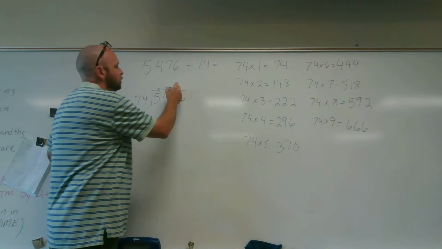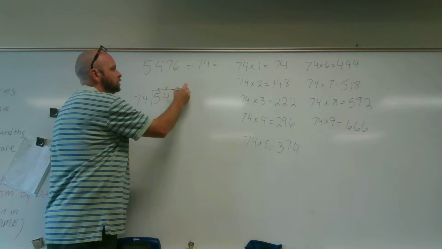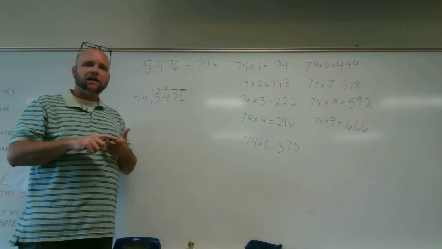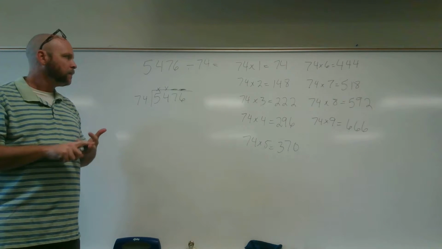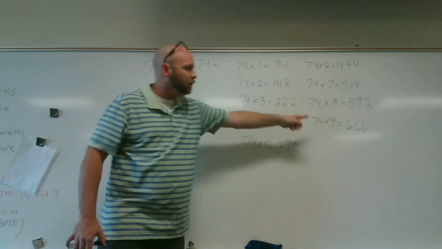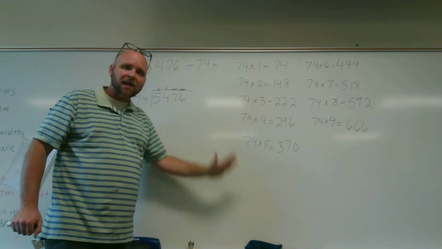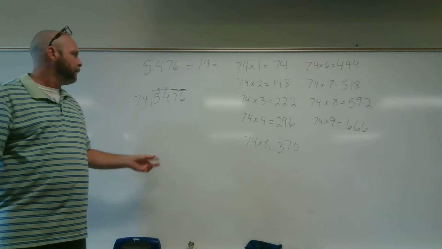Yes. Which means I'm going to have a number above the 7 and I'm going to have a number above the 6. I'm going to have a two-digit number. So my answer is going to be greater than 9 but less than 100. Now I'm only putting one digit up here at a time. That's why I only need to multiply out to 9. I only need the first 10 multiples of 74 because I'm only putting one number up at a time.